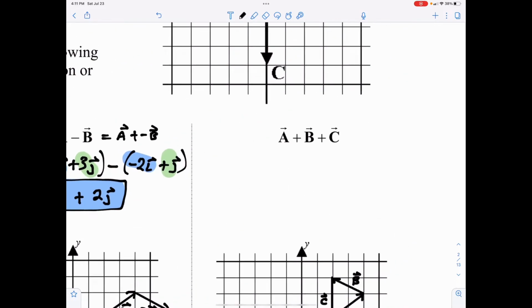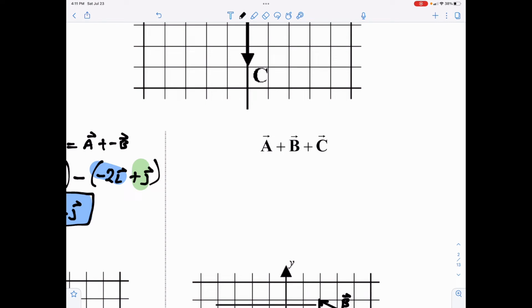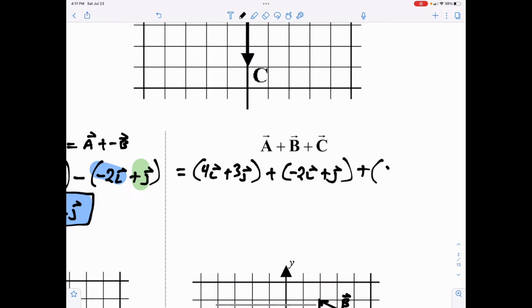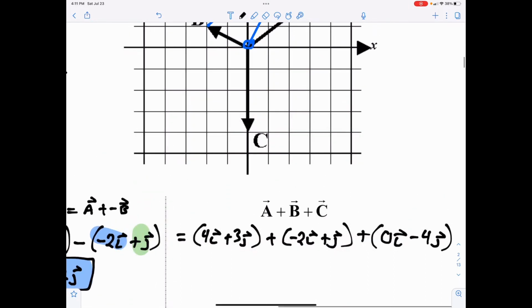Okay, and finally, for adding A plus B plus C, that's going to be 4i plus 3j plus negative 2i plus 1j plus 0i minus 4j. Okay, let me pause on the vector C for a second. Notice vector C is only going in the y direction, therefore it has no x component. It's wise to put a 0 placeholder with anything that doesn't have a component. It just kind of keeps it organized for you.